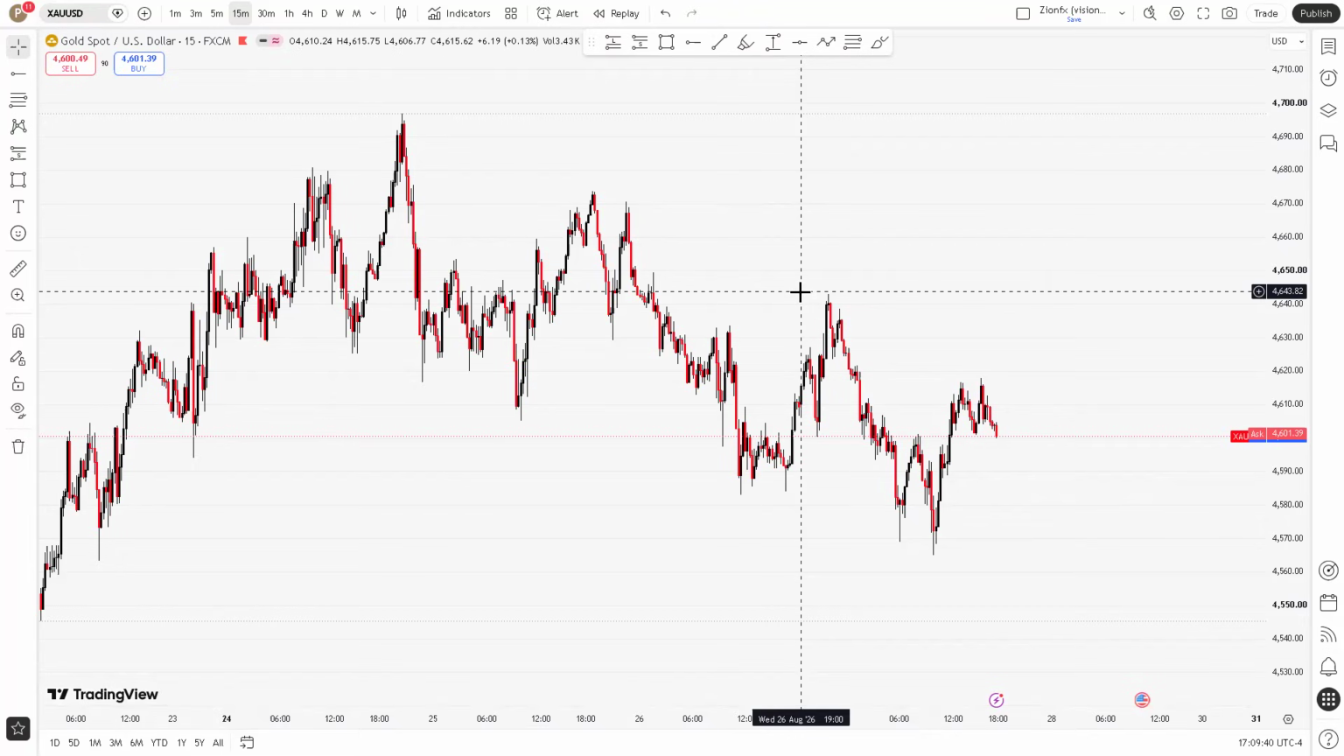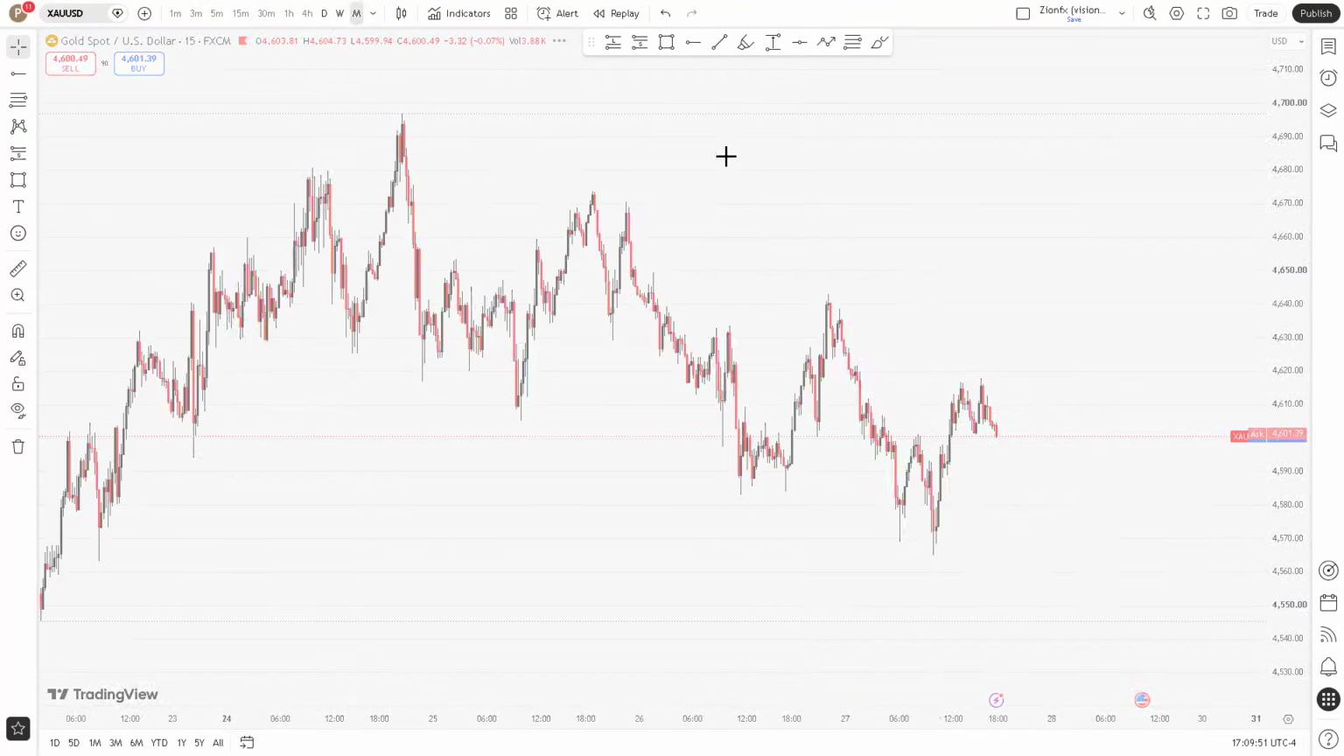So currently we are on the gold chart. I want to do a proper top-down analysis on the gold chart. The way I do my top-down analysis is I start from the monthly time frame.